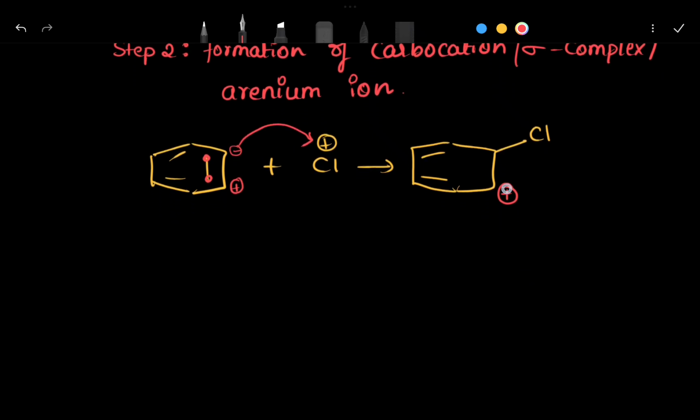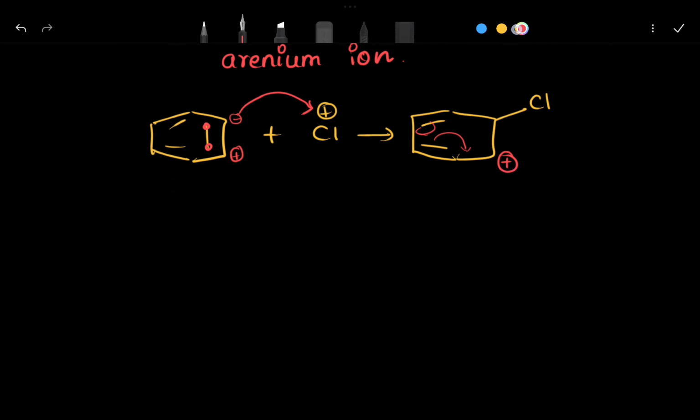Now here this positive charge is stable due to the resonance. So these electrons can participate in resonance here. So this is a resonance stabilized intermediate we have. So this is what we call as sigma complex or arenium ion. Fine. So this is the second step.